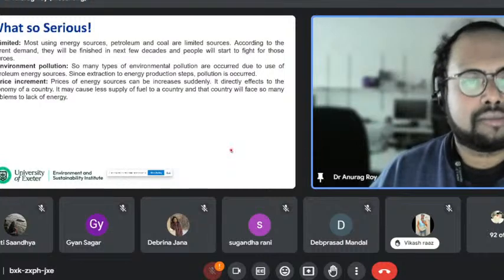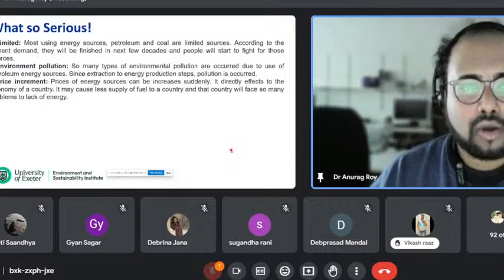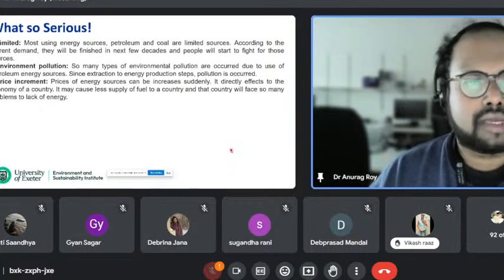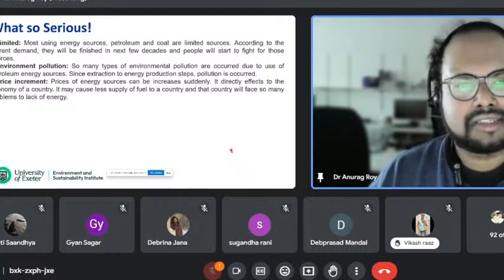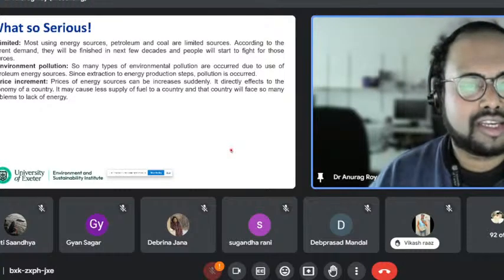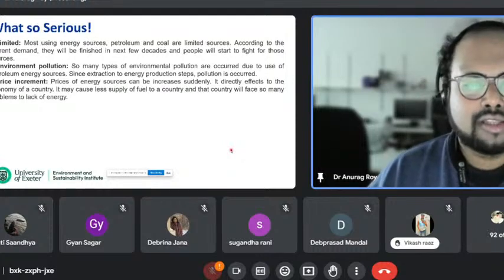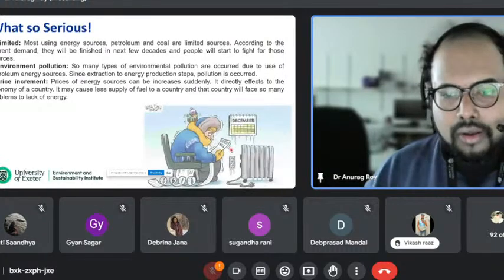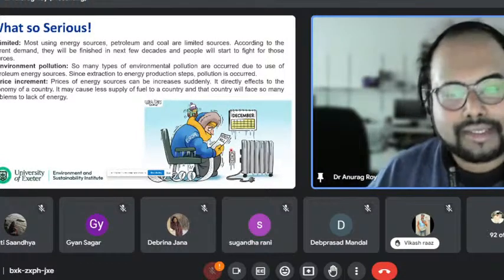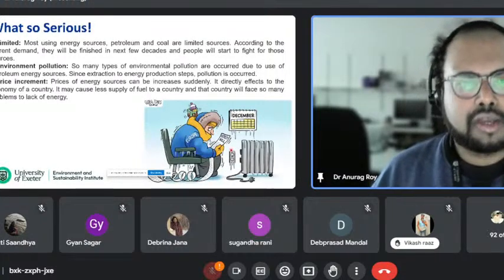If some government or somebody is giving you free energy, it's not at all free energy. Rather, it can cause more environmental pollution or increase your taxes indirectly in other ways. Anyway, it directly affects the economy of a country. It may cause a lower supply of fuel to a country, and that country will face many problems from lack of energy. So yes, energy bills are a concern, especially for the European countries, the Western countries, where we need more heat because of the cold.